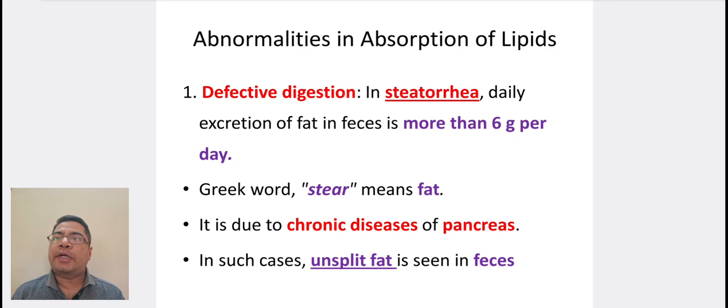Coming to abnormalities in absorption of lipids. Defective digestion results in steatorrhea, where daily excretion of fat in feces is more than 6 grams per day. The Greek word steer means fat. It is due to chronic diseases of the pancreas. In such cases, unsplit fat is seen in feces.